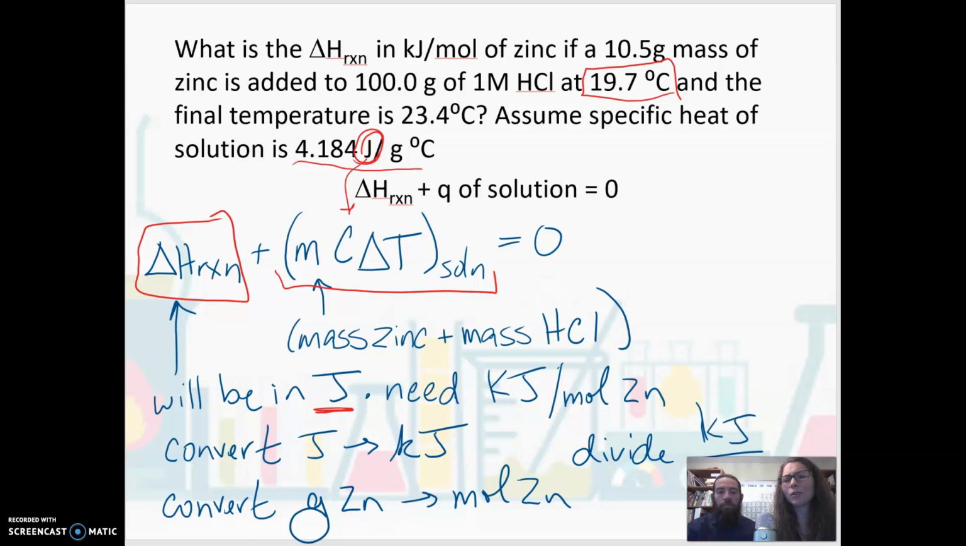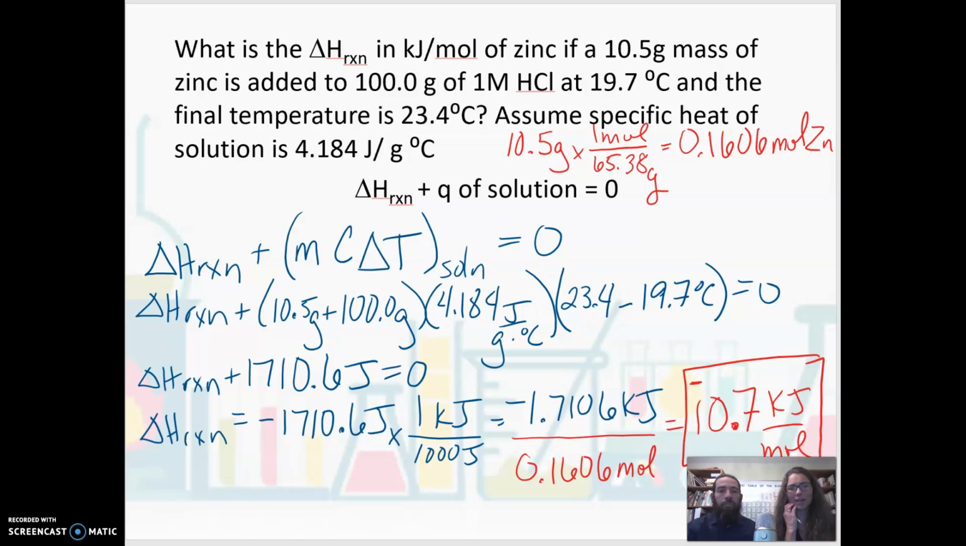And now per mole of what? Per mole of zinc. So that's what reacted. So you're going to need to take your mass of zinc, convert it to moles, and divide. So let's show you how we do that.